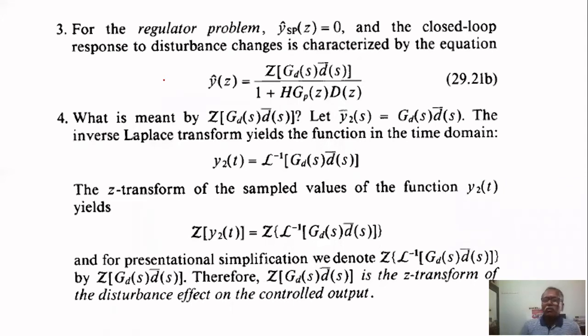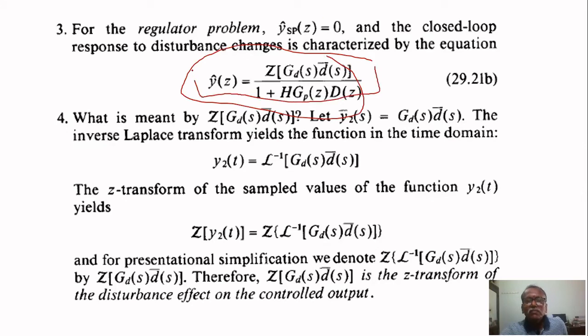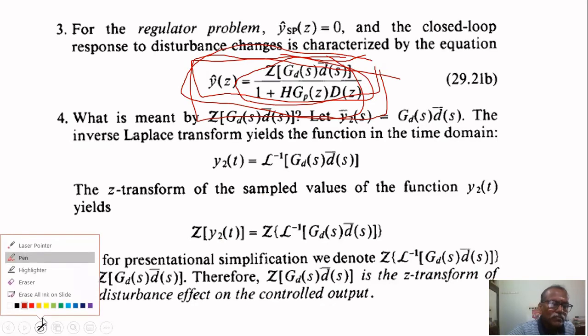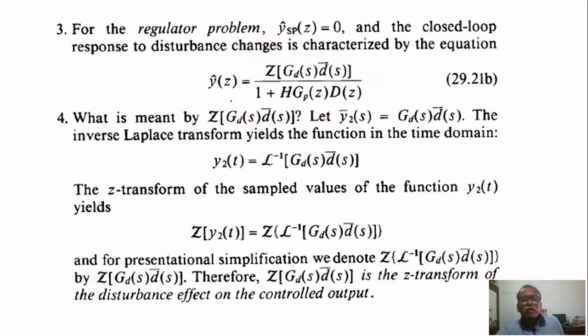For the regulator problem, y set point of Z is 0 and the closed loop response to disturbance changes is characterized by this equation. This we have already seen. If y set point of Z equal to 0, the system response is the disturbance equation. DFS characterizes this system. Then what is meant by Z transform of GD of S DFS?